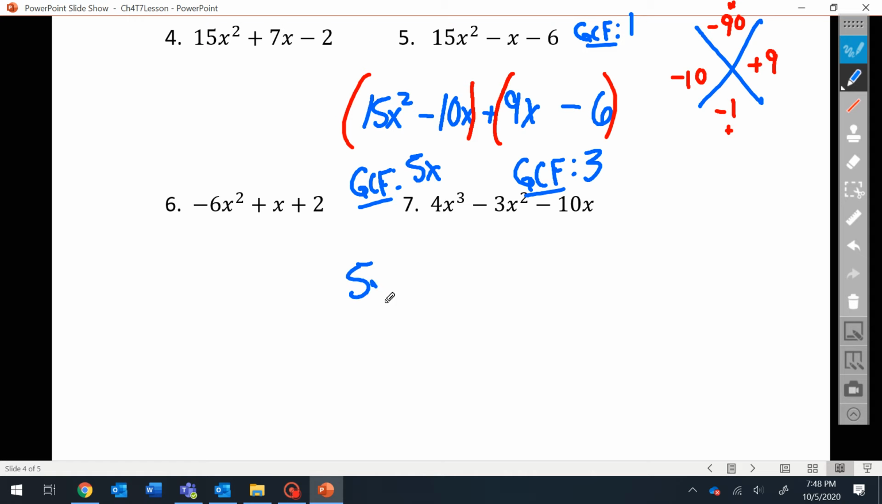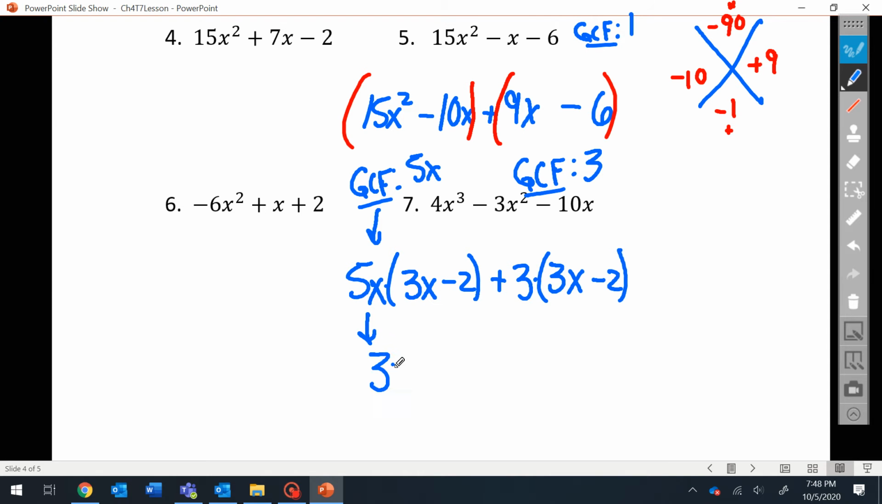So if I factor the 5x out of the first group, I'm left with 3x minus 2. And if I factor the 3 out of the second group, I'm left with 3x minus 2. And these two terms, this term and this term, have a factor of 3x minus 2. So I can factor out the 3x minus 2, and what I'm left with, 5x for the first term and 3 for the second term. So the factored form of 15x squared minus x minus 6, 3x minus 2, 5x plus 3.